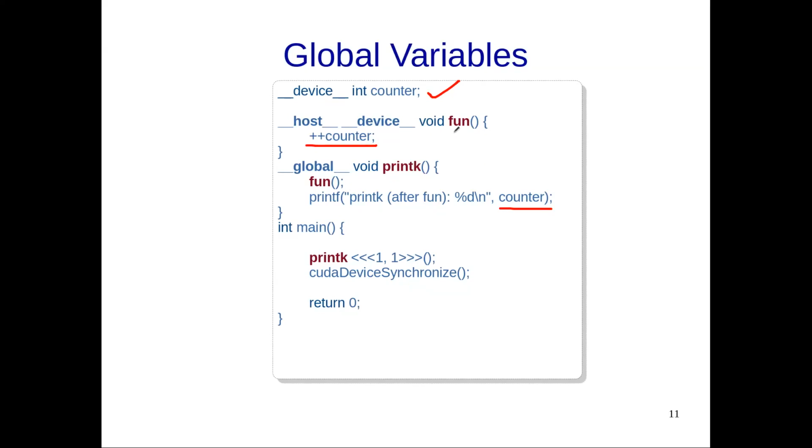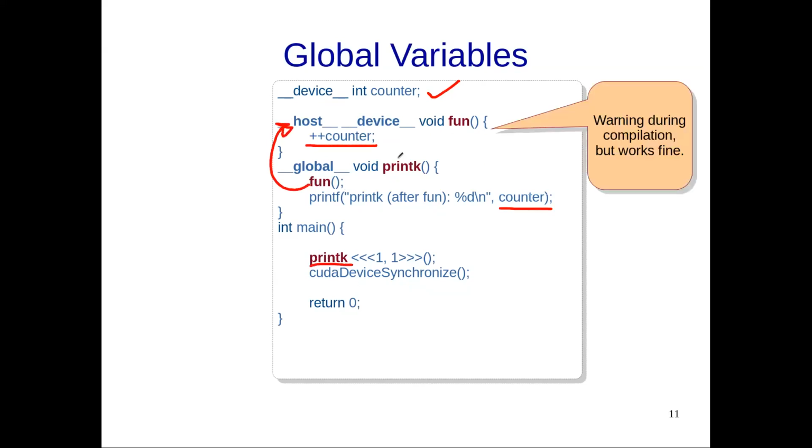But in this particular code, we are not calling it, right? From main, I am just calling print k. Print k is calling this fun, and therefore this particular plus plus counter happens only on the GPU. The compiler is able to figure that out. So it just leaves you with a warning that this counter is not accessible from a host function. But if you actually have a call to fun from here, then the compiler will give an error. So in general, the device global variables are accessible only from the device code, not from host device or not from host.